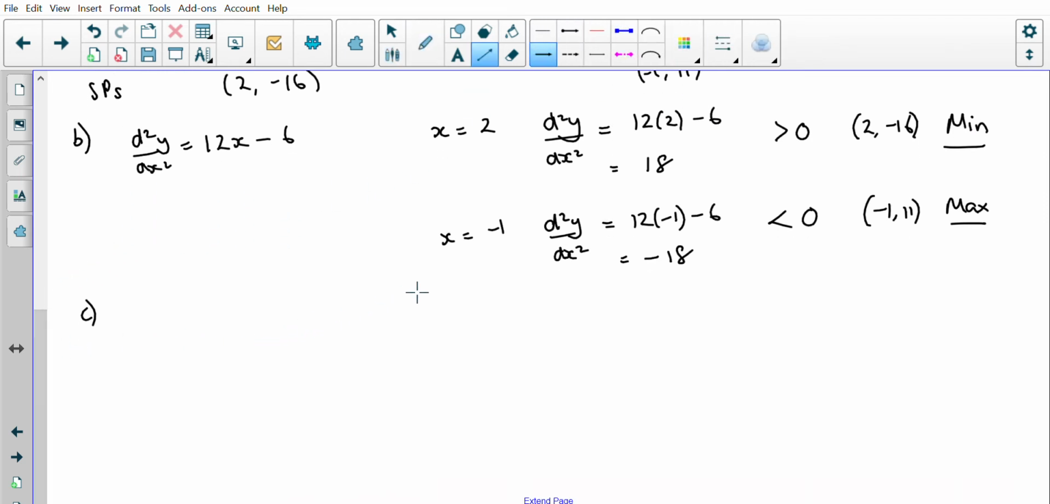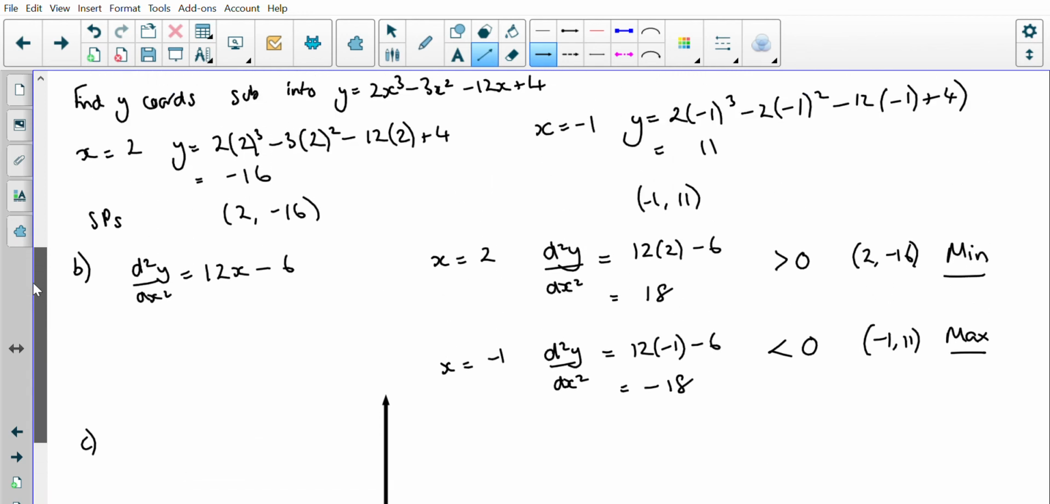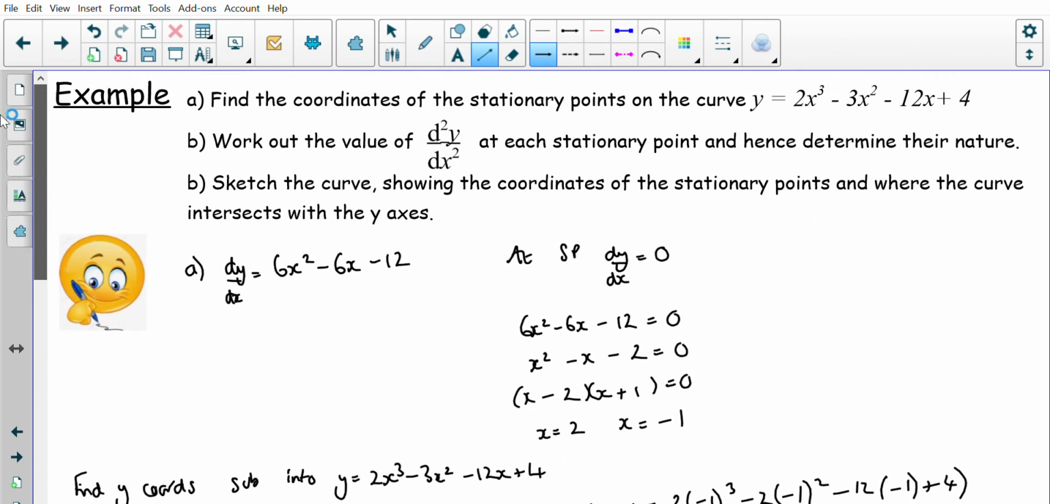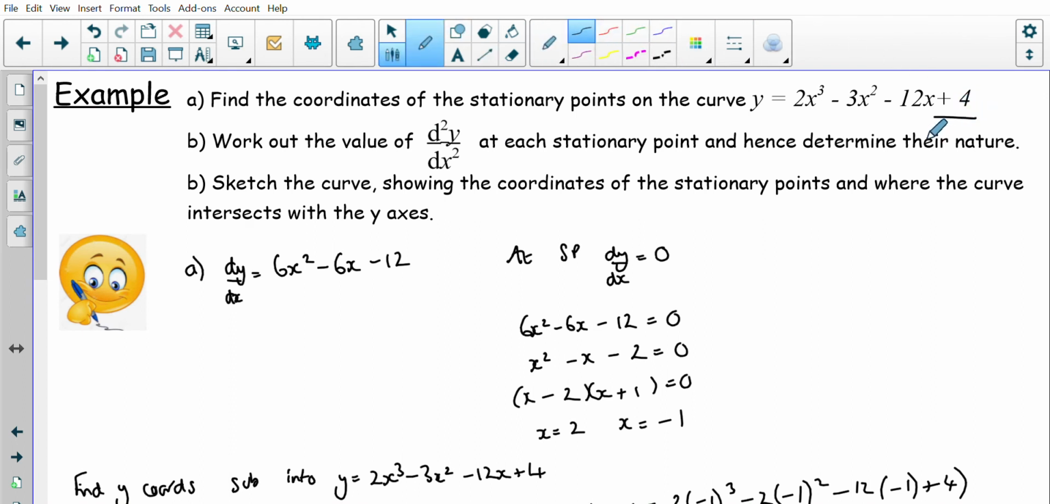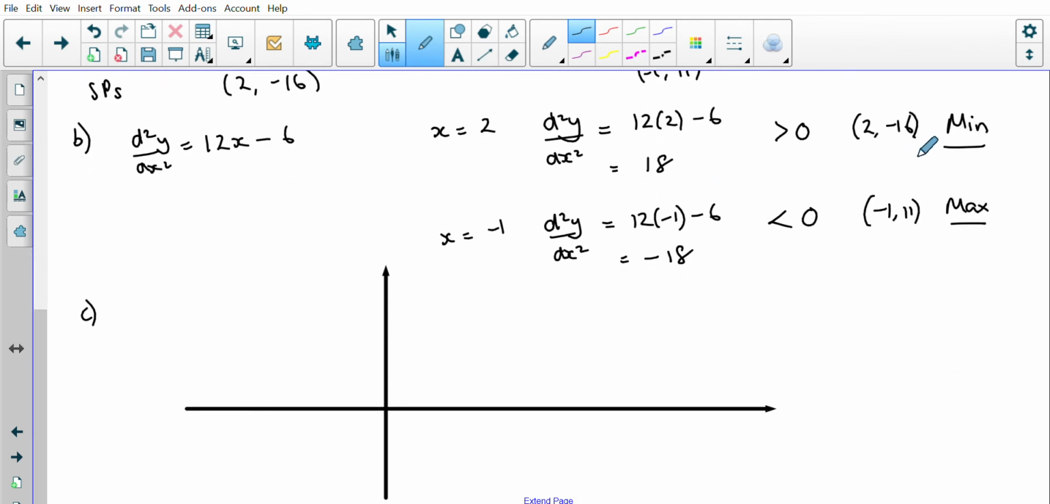So we've found the nature of, or we've classified, our stationary points, and now all we're going to do is sketch the curve. So let's draw some axes again. If I just have a look at my original function that I'm sketching, all the way back in the question, I can see here that the y-intercept is plus 4, and I can see this time I'm going from a minimum to a maximum on my cubic. Oh no, let's have a look.